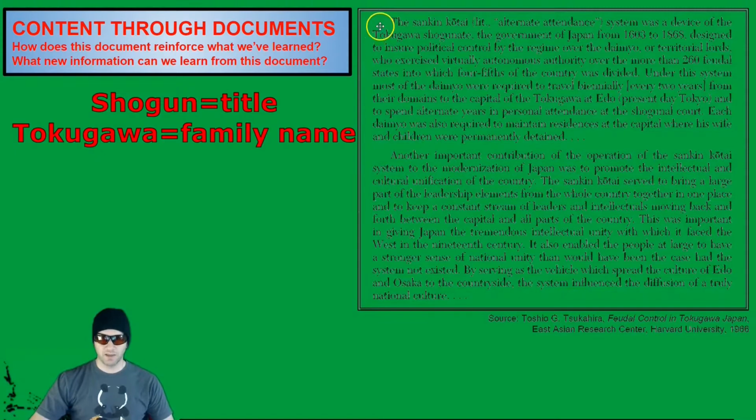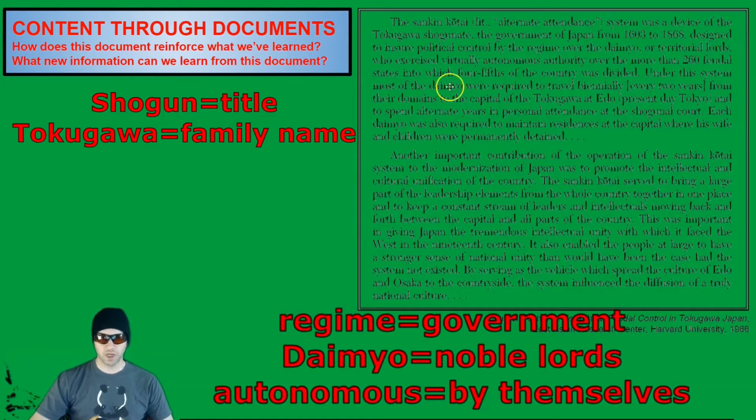Here we go. The alternate attendance system was a device of the Tokugawa shogunate, the government of Japan from 1603 to 1868. Couple hundred years. It was designed to ensure political control by the regime, the leadership, the Tokugawa shogun, over the daimyo, or territorial lords, who exercised virtually autonomous authority, total control over more than 260 feudal states into which 4/5 of the country was divided. Okay, so that's some interesting information there.